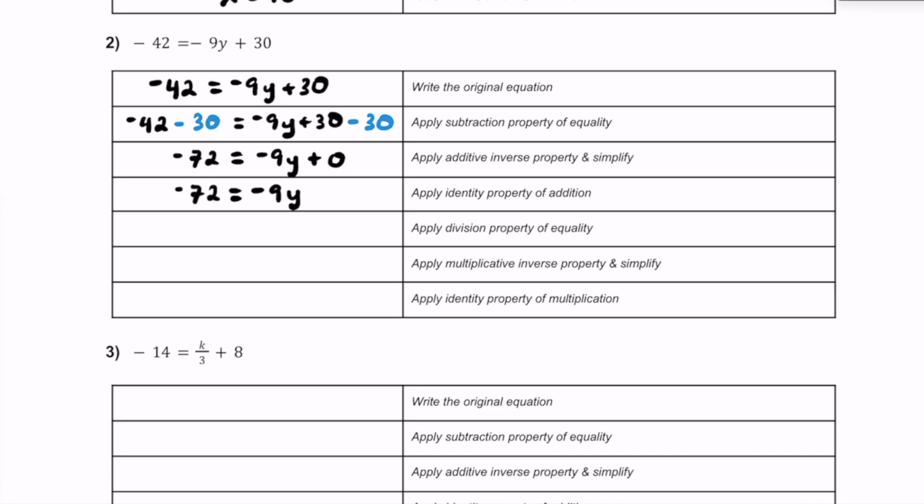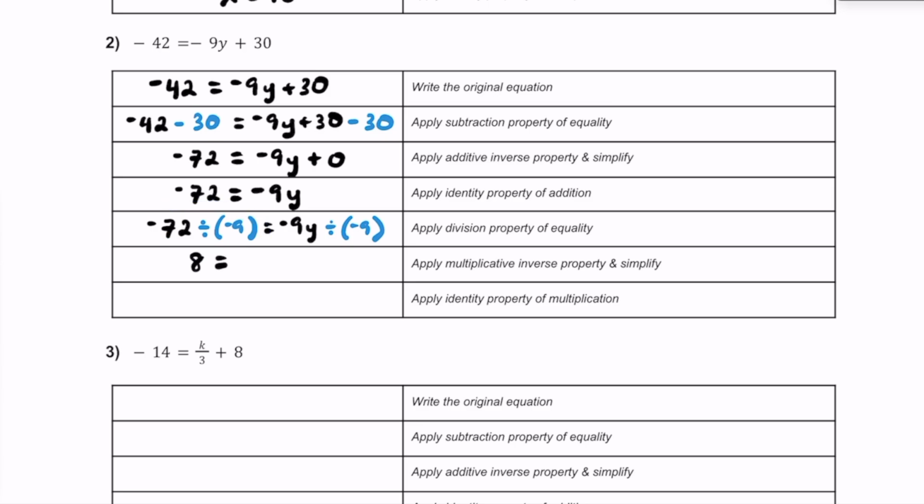Let's use the division property of equality to get the coefficient of y to be 1. So let's take the negative 72 on the left side and divide that by negative 9, because on the right side, we're going to take this negative 9y and also divide it by negative 9. Okay. On the left side, a negative divided by a negative is a positive, so we're going to get positive 8.